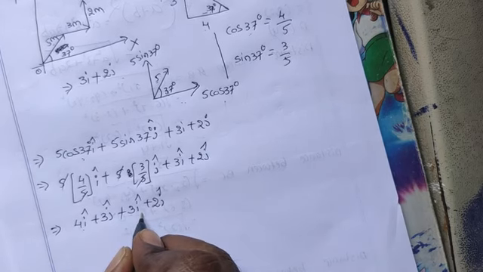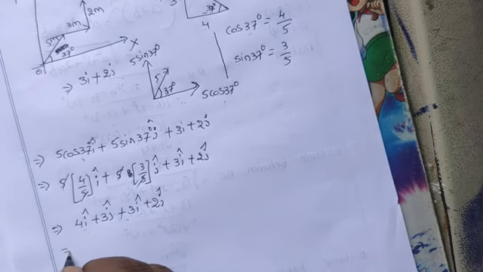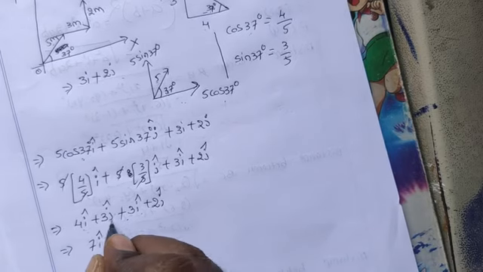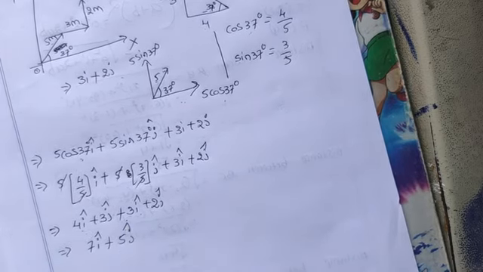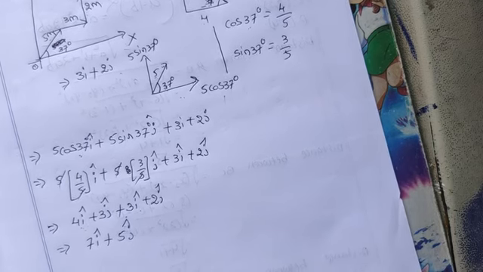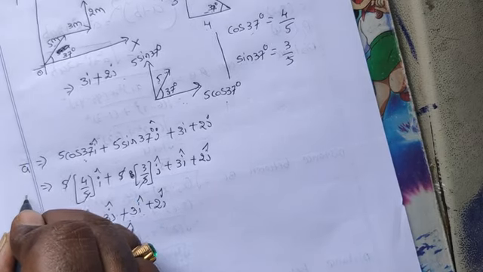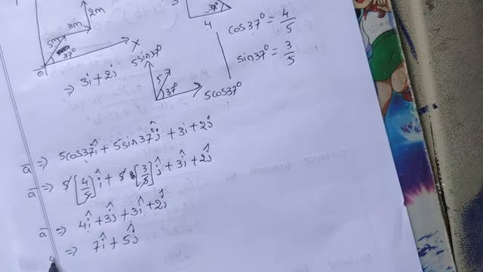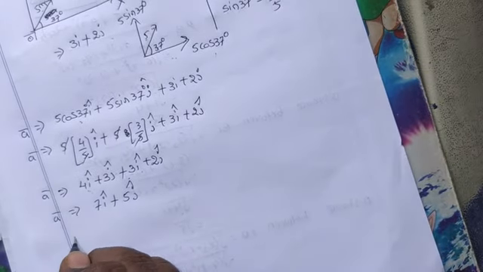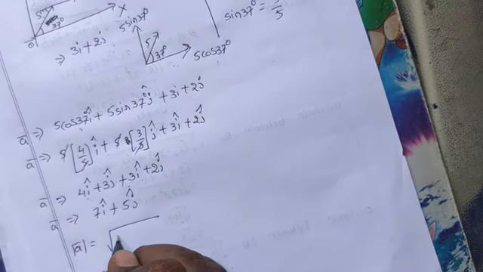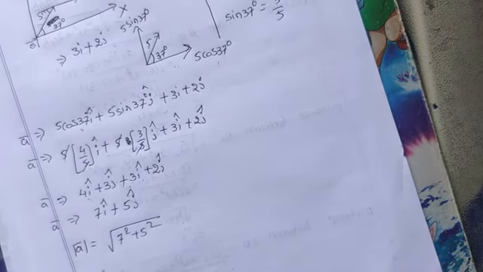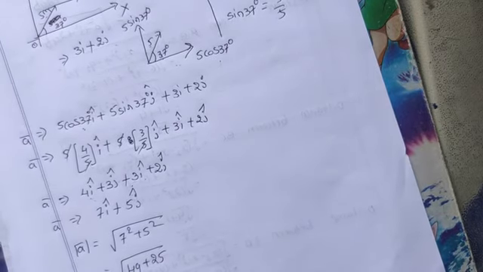So i plus i, we should add both. 4 plus 3 is 7i, and here 3 plus 2 is 5j. Now here we need to find out a vector. For example, consider this is A bar. Just assume this is A bar. Now we need to find out the magnitude of A bar. Magnitude of A bar is root of x square plus y square. So 7 square plus 5 square, that is root of 49 plus 25, which is root 74 meters.